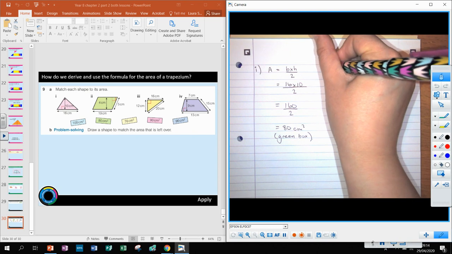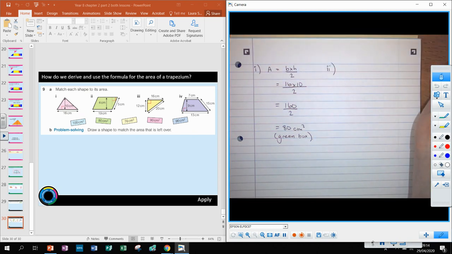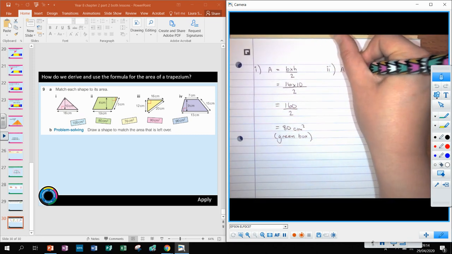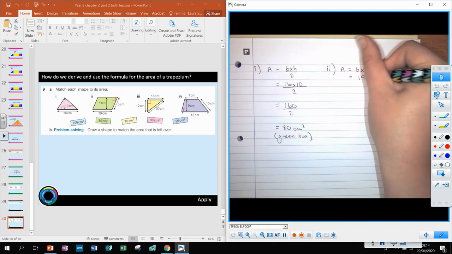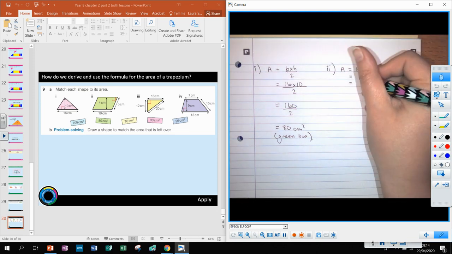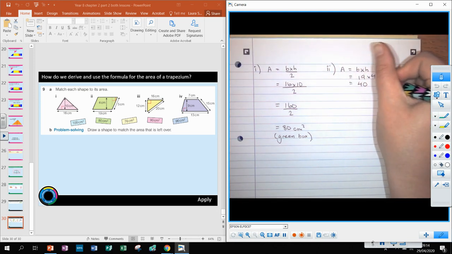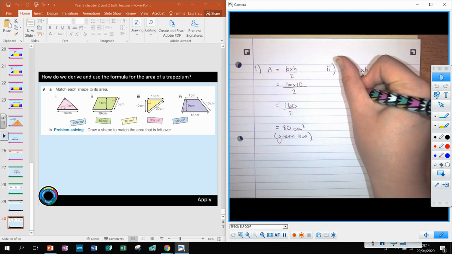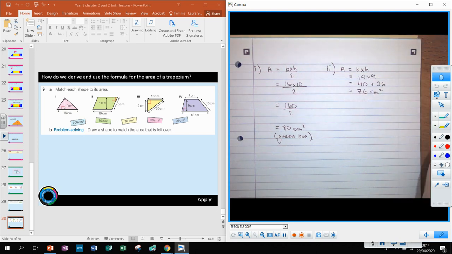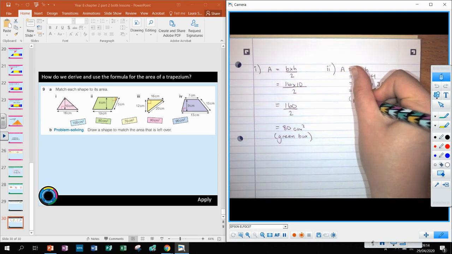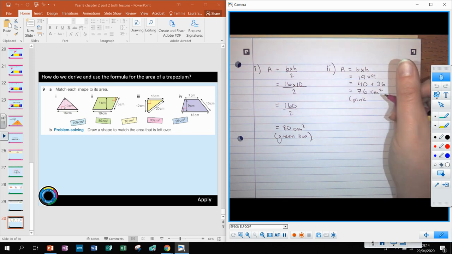Right. For part 2, we have a parallelogram. So remember, we're not going to use the 5 as the height. It has to be perpendicular, so we're going to use the 4. So the area is just equal to the base times the perpendicular height, which is 19 times 4. 10 times 4 is 40. 9 times 4 is 36. So that gives us 76 centimeters squared, which was the pink or peach box. Yes, the lightly colored one.